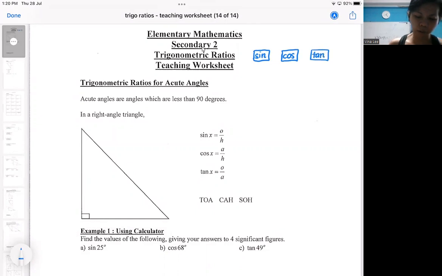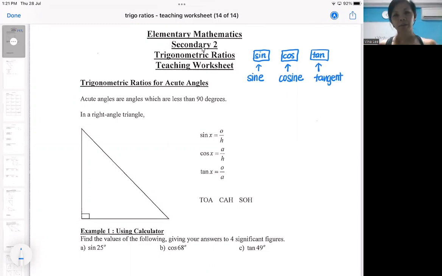So let me introduce the pronunciation first. When you see this button, we pronounce it as sine, not the common one that people will think, sin. It's not a sin. Okay, so we call it sine. This one we'll pronounce as cosine. And this one is not a tan. We pronounce it as tangent.